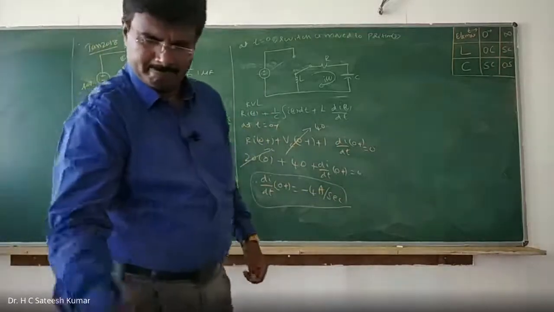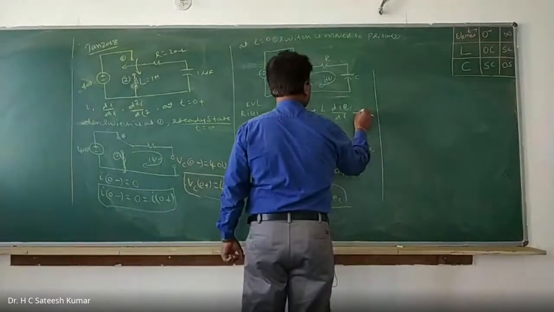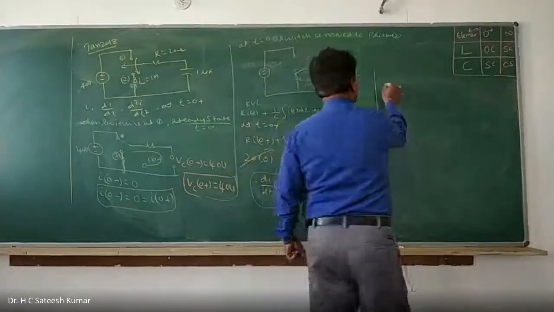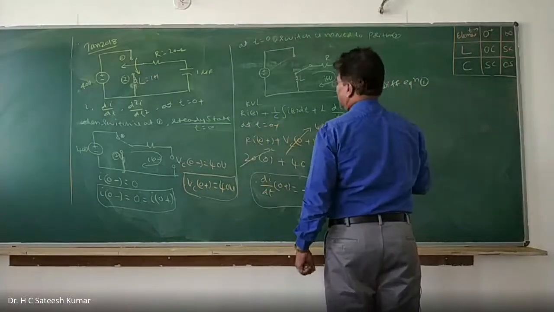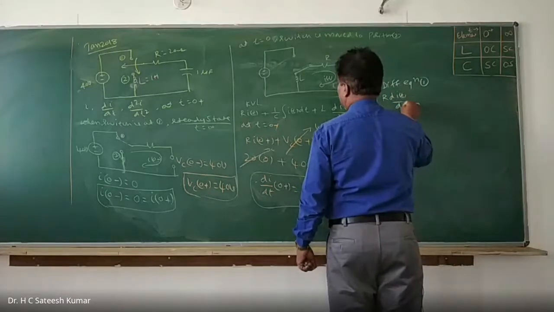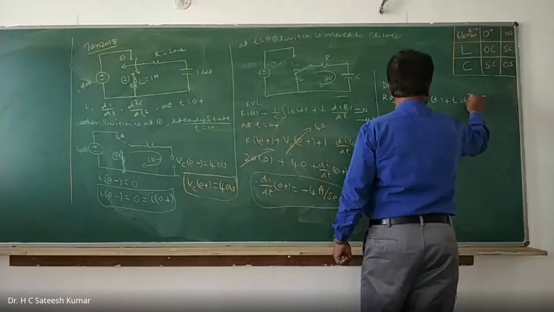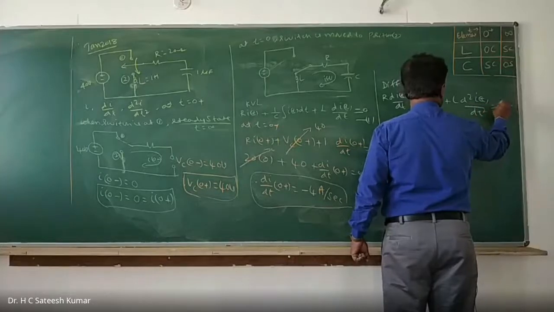Similarly, now you take up this equation. This is equal to 0. We call this equation number 1. Differentiating equation number 1, we get R into di of t divided by dt plus 1 by C into I of t plus L into d squared I of t divided by dt square is equal to 0.